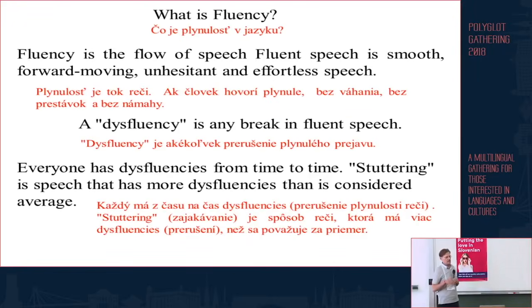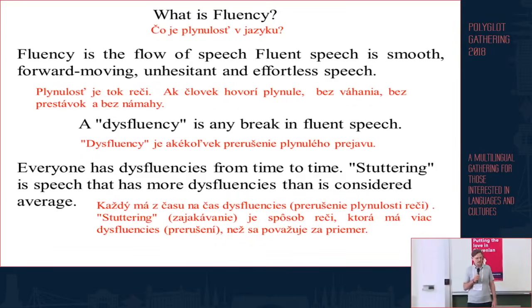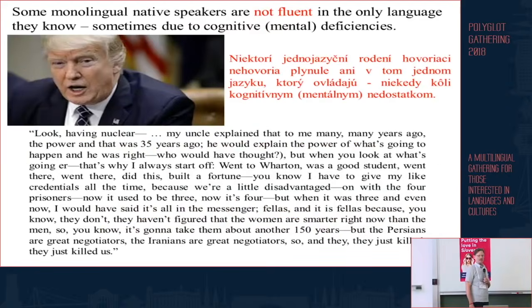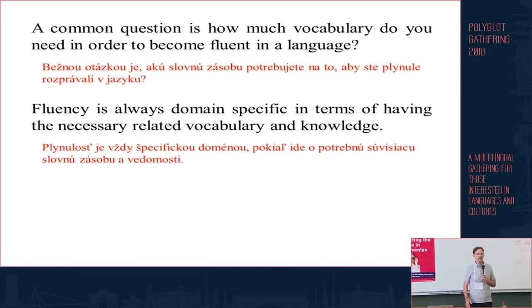Okay, so I'll move on to what is fluency. Fluency is a flow of speech. Fluent speech is smooth, forward-moving, unhesitant, effortless speech. A disfluency is any break in fluent speech, like stuttering. Some monolingual speakers are not fluent in the only language they know. In your native language or any language you know, can you talk about astrophysics? Are you fluent in economics?